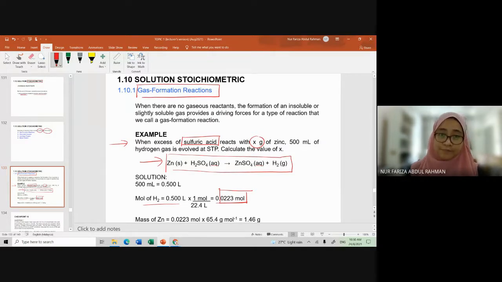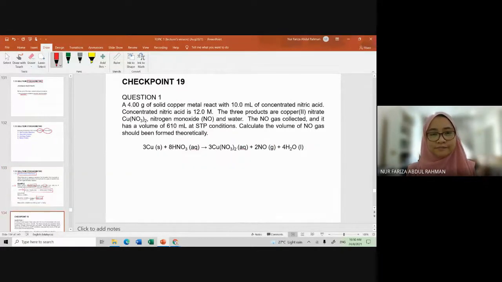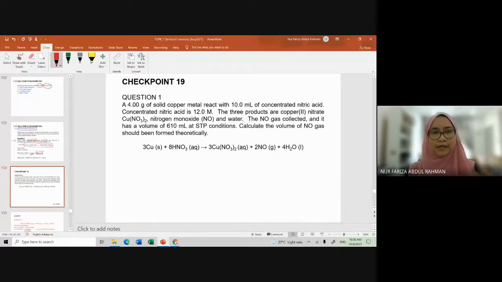Involving solution. What we had earlier mostly involved only solid form and gas maybe. Once you have learned about solution stoichiometry, that means your limiting reactant may involve solution. But the approach in finding the limiting reactant is the same. You need to check for each reactant. So we have a checkpoint for this type of reaction.